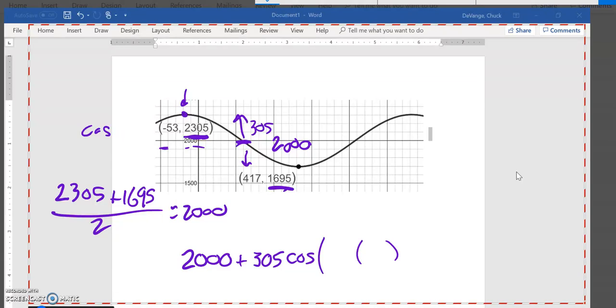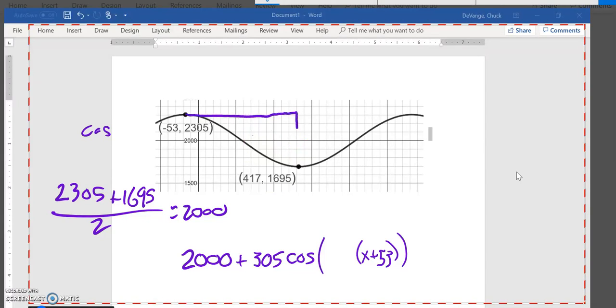And now what I have to do is get my stretch and my shift. And I notice it's shifted back 53 from 0, so I'll make this a plus 53. Great, and then now what I need is I need to figure out the period in order to figure out what my multiplier is, what my stretch is.